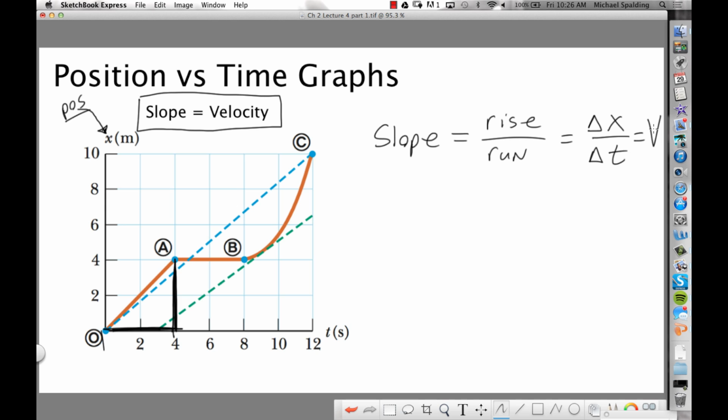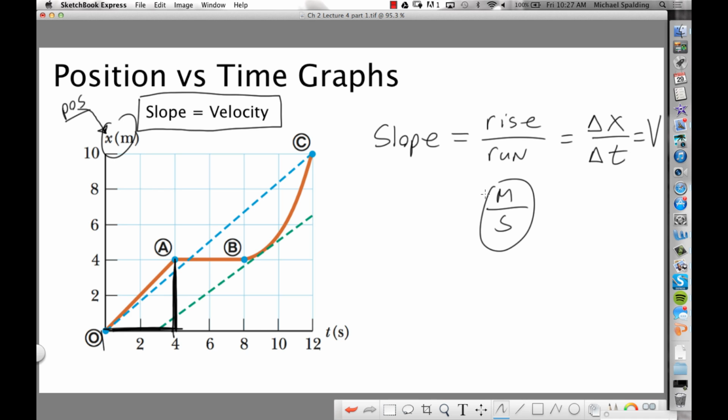Or a simpler way to do it is just analyze the units. Look, slope is rise over run. What's the unit for the rise? The rise is measured in meters. What's the unit for the run? Seconds. So you can very quickly figure out what the slope is telling you.